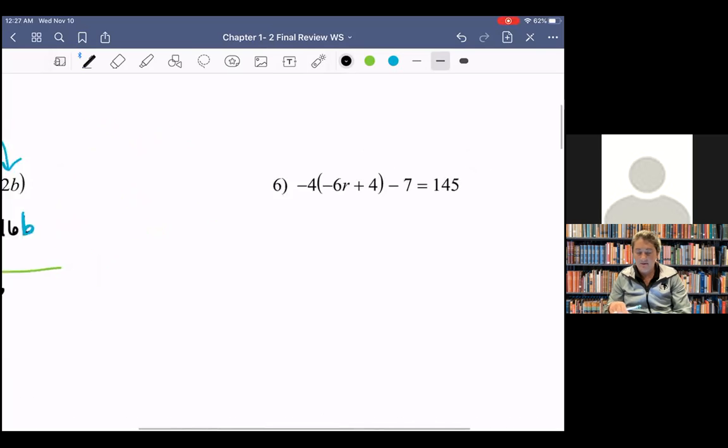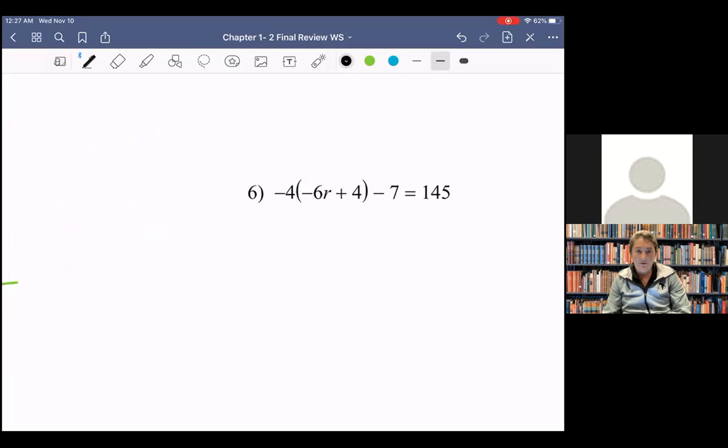Perfect. Number 6: -4 in parentheses -6r plus 4 close parentheses, minus 7 equals 145. So I need to take my -4 and multiply it into both parts of my parentheses, okay? And so -4 times -6r is positive 24r. -4 times +4 is -16.